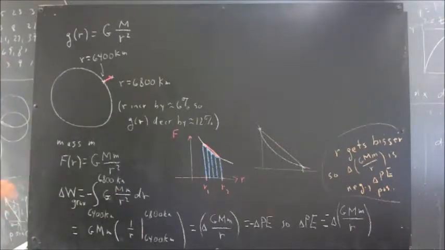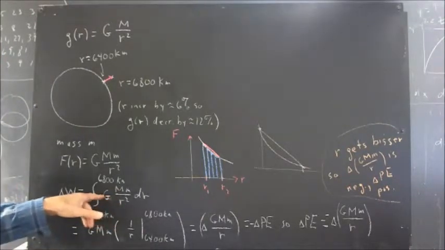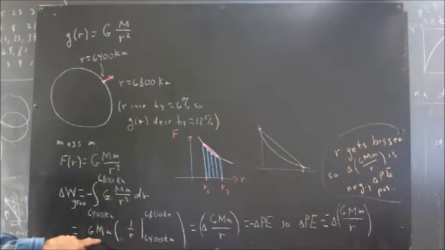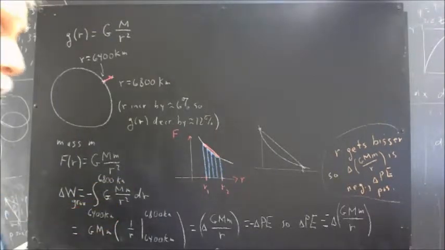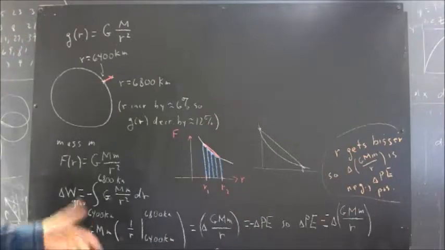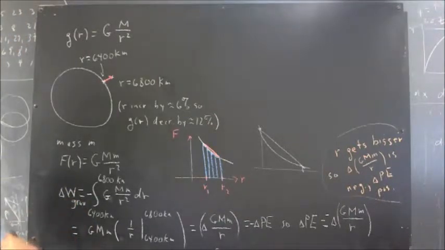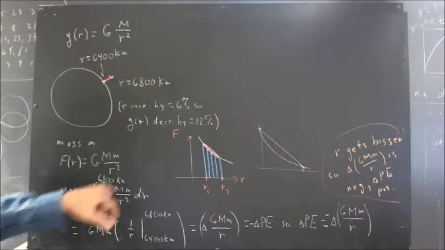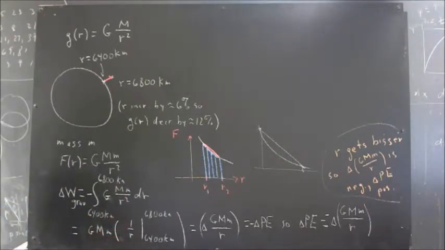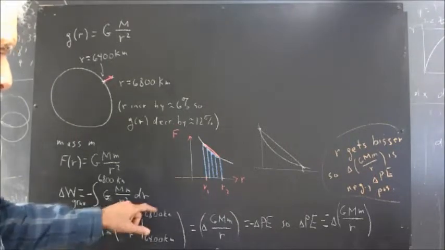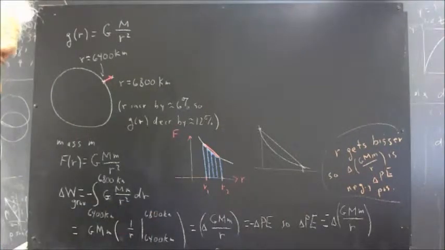Now, when we do that integral, it's very straightforward. We just factor out the constants big G big M little m, and we're left with the integral of negative 1 over r squared. The integral of 1 over r squared being negative 1 over r, the antiderivative of negative 1 over r squared is going to be plus 1 over r, and that's going to be evaluated between 6,400 and 6,800 kilometers.